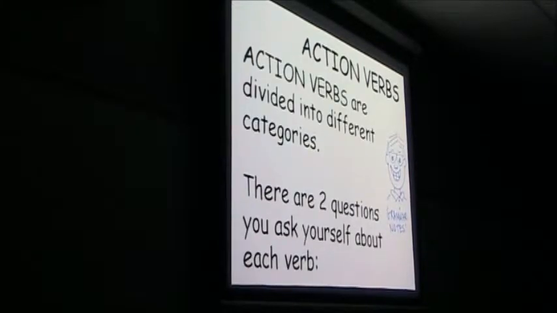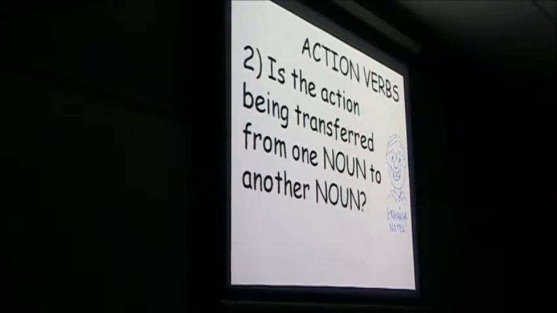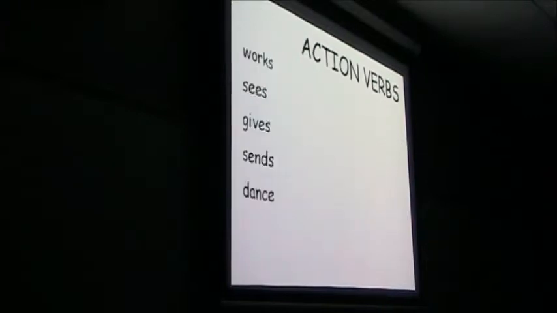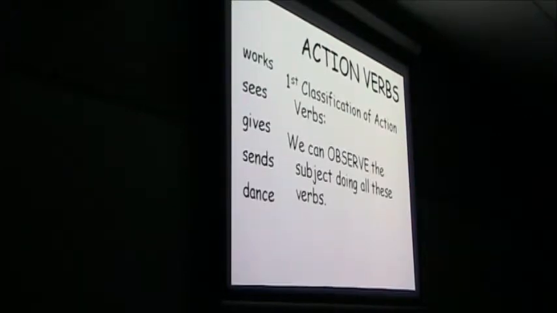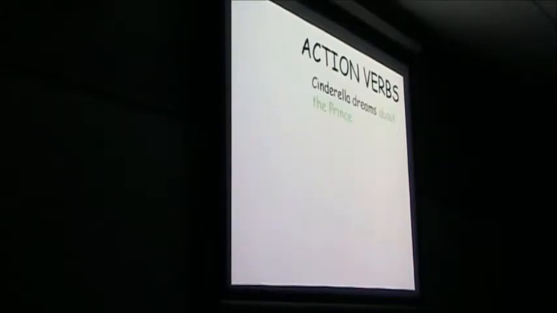Action verbs are divided into different categories. There are 2 questions you need to ask yourself about every verb. Number 1, can I see this action or not? Number 2, is the action being transferred from one noun to another noun? These questions are completely unrelated. When you look at an action verb, you answer these 2 questions. They have no connection to each other. We can observe the subject doing all these actions. We can see someone doing these things.